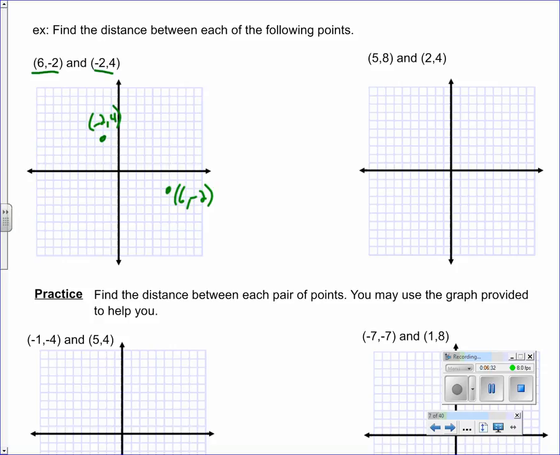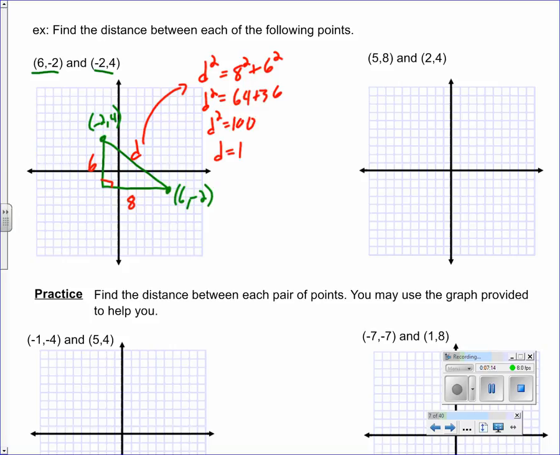Alright, so between these 2 points now we can form a right triangle. Using the graph now we can count out the length of each of the legs. So this would go from negative 2 to 6, would be 8, the bottom leg. The top leg goes from 4 to negative 2, would be 6. And then this would be our distance here, the hypotenuse. And then we can use the Pythagorean theorem. So d squared, hypotenuse, equals 8 squared plus 6 squared. Solve this, 64 and 36. d squared is 100, so the distance is 10.